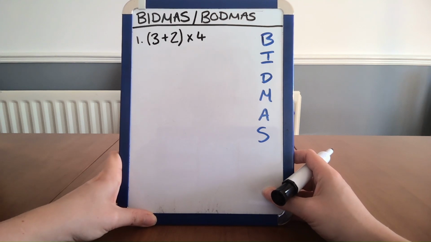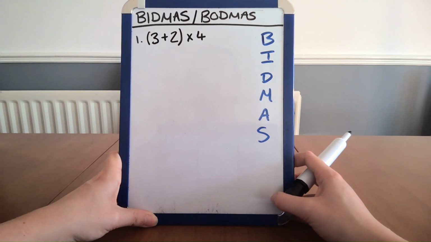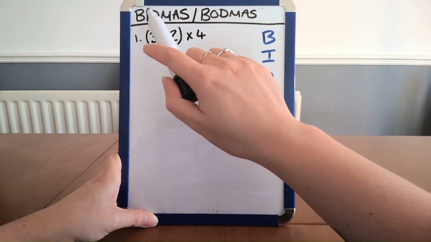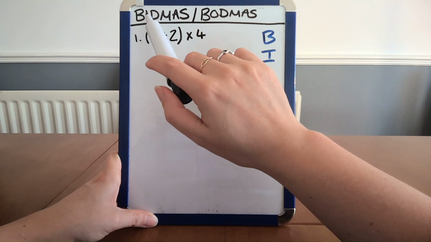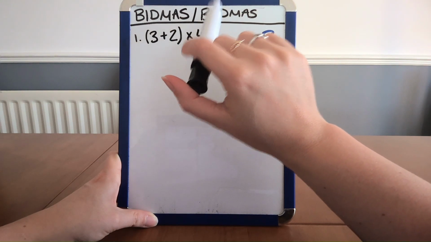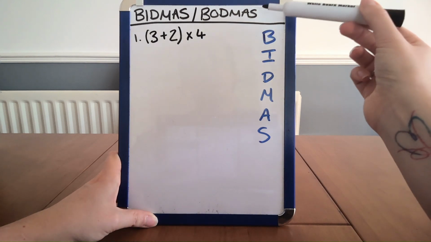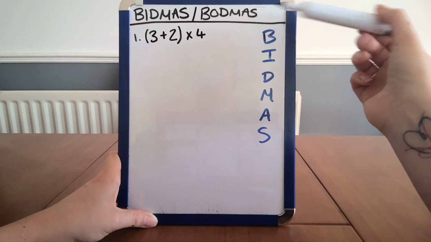This video will be going over how to do BIDMAS or BODMAS. Now the only difference between BIDMAS and BODMAS is the I and the O. I stands for indices in BIDMAS and O stands for operations. They actually mean the same thing. Some people say that the Americans more use BODMAS.